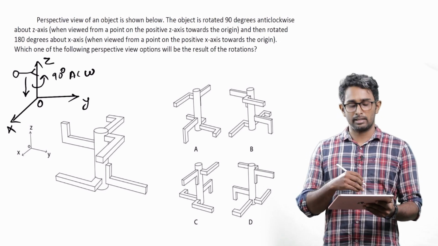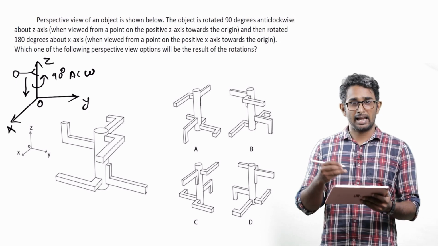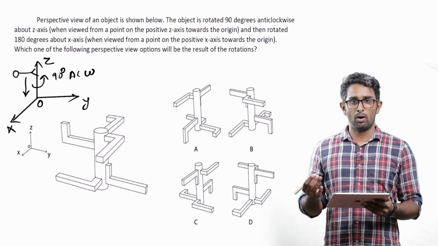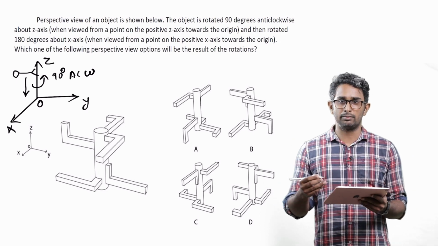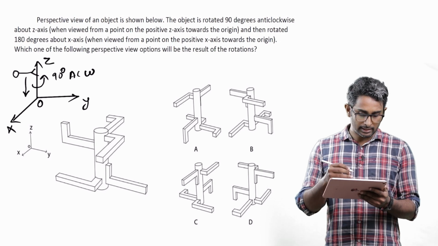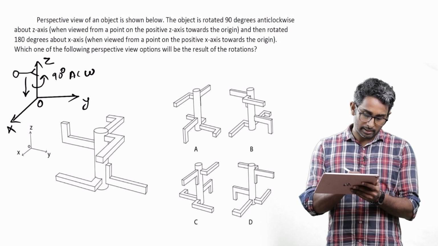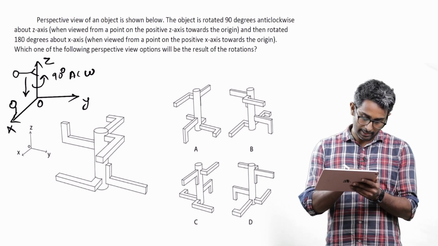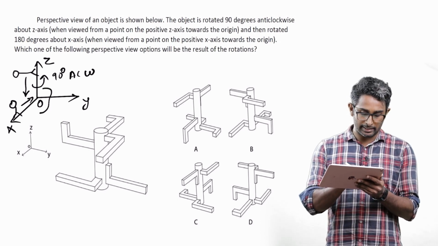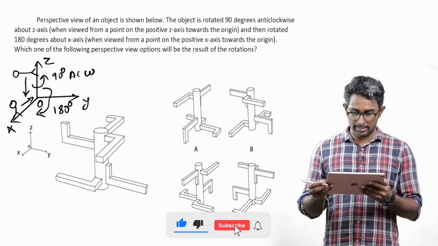If the condition is flipped, so the person is standing at the origin and looking towards the positive z-axis, this will be exactly the opposite. So you have to be very careful about the directions mentioned in the question. Again, the second condition is 180 degrees about the x-axis, under the same kind of condition: the person is standing on the x-axis and looking towards the origin, then we rotate 180 degrees. That's what the question demands.